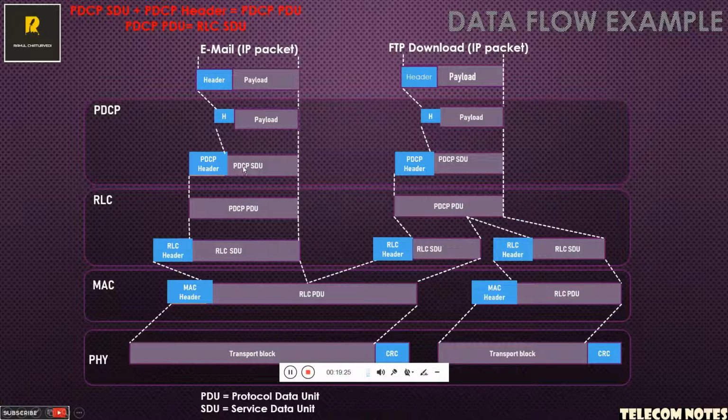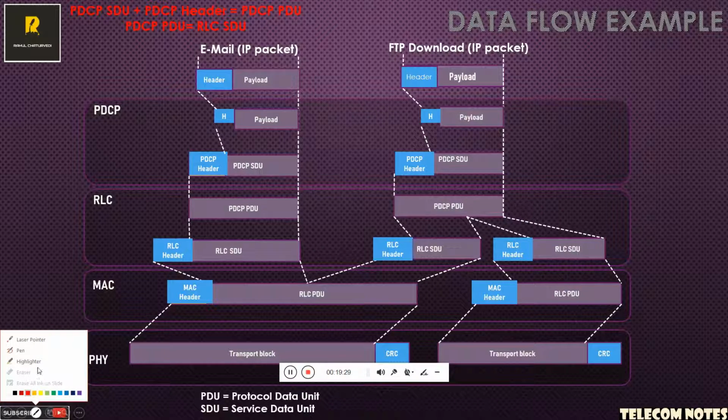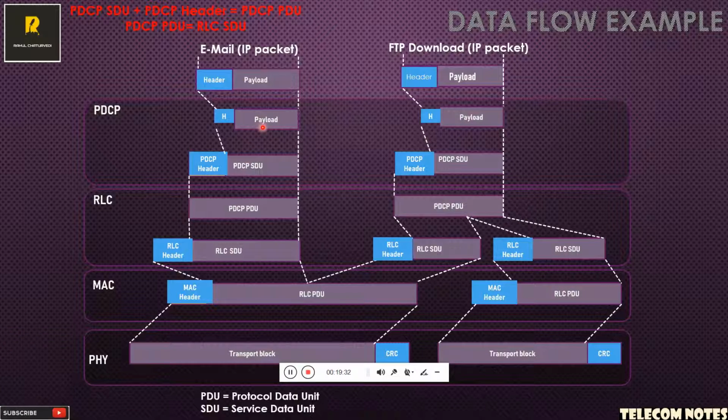Right now we have the PDCP SDU and PDCP header. This whole thing combines and makes the PDCP PDU. But when it moves to the RLC, it is the SDU for RLC, while for PDCP it is the PDU. So we can call it PDCP PDU, or when it has moved to the RLC, we can call it RLC SDU.